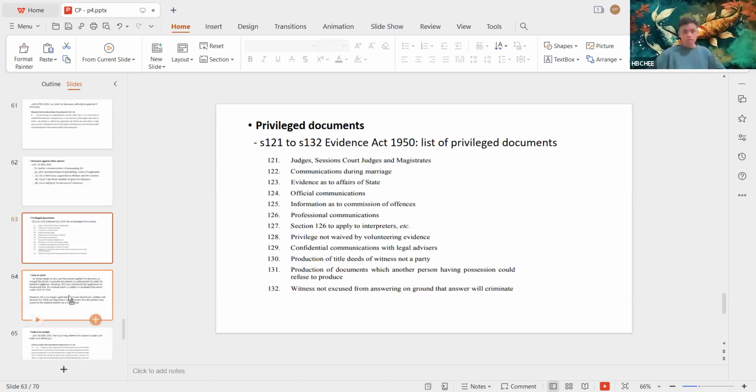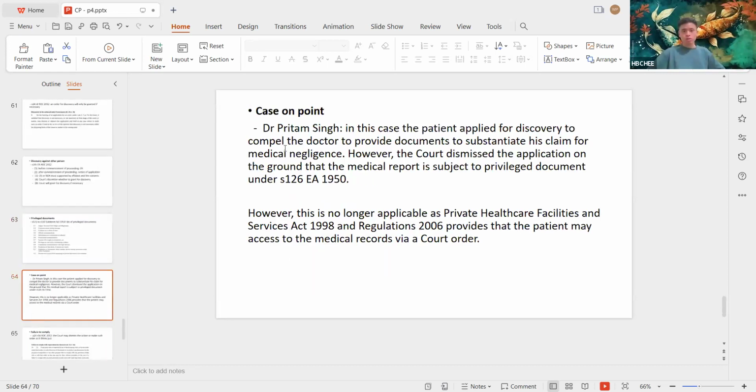Okay. So the case on point for the privileged document is Dr. Pritam Singh. In this case, the patient is suing the doctor for medical negligence and applies for discovery to compel the doctor to provide the documents. But the court dismissed the application for discovery on the ground that it is a privileged document under section 126 of the Evidence Act.